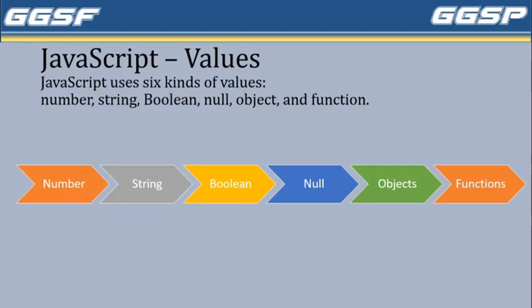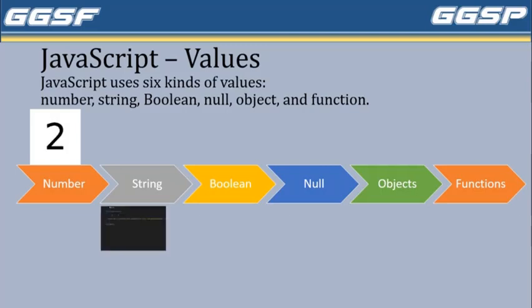JavaScript uses basically six kinds of values: number, string, boolean, null, object and function. First, let's start with number. A number is a numeric value that can be used in a calculation. String. A string is text that is enclosed within quotation marks. It is called a string because characters are strung together to form the text.